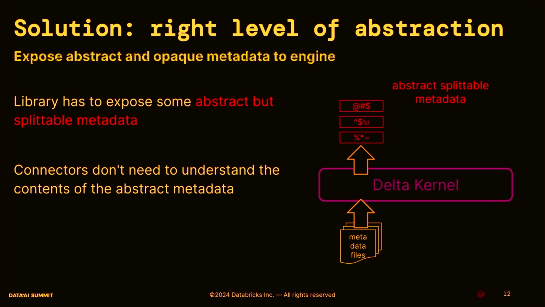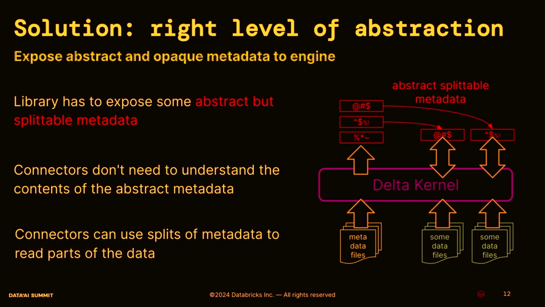I don't need to know what's inside that metadata, but I need to be able to split it. For example, to read this particular table, I have to read 100 files. I don't want to know what the content of the file is. Is it Parquet? Is it something else? I don't care. But I need 100 elements that I'm going to send to 100 different tasks. That is the right level of abstraction here.